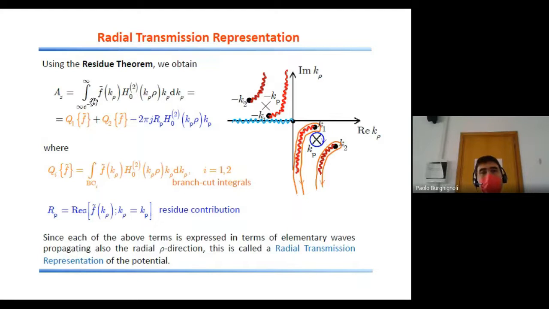So using the residue theorem, what we obtain is that our potential, which was originally expressed as an integral along the real axis in black, is given by the sum of two integral contributions around the branch cuts, Q1 and Q2, those integrals in orange, the branch cut integrals, plus, in blue, the residue contribution of the Sommerfeld pole, which derives from this integral around a small circle around the pole, okay?